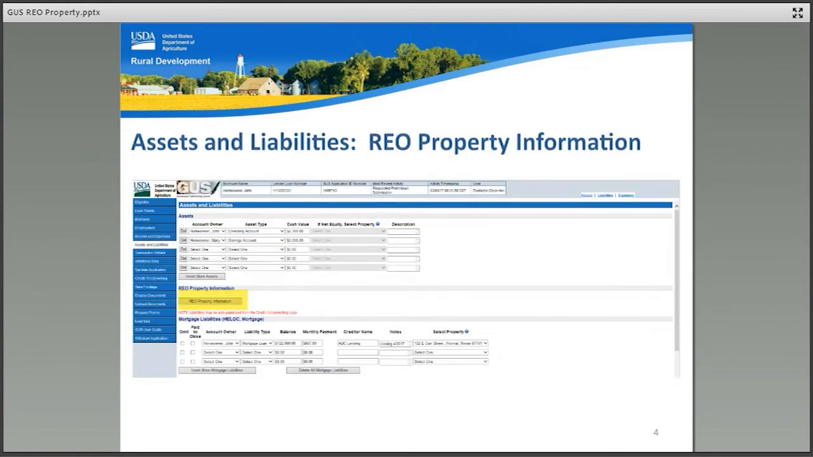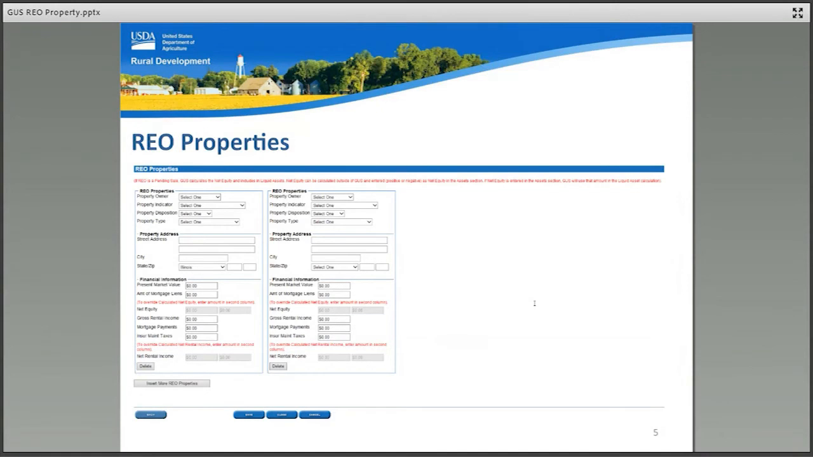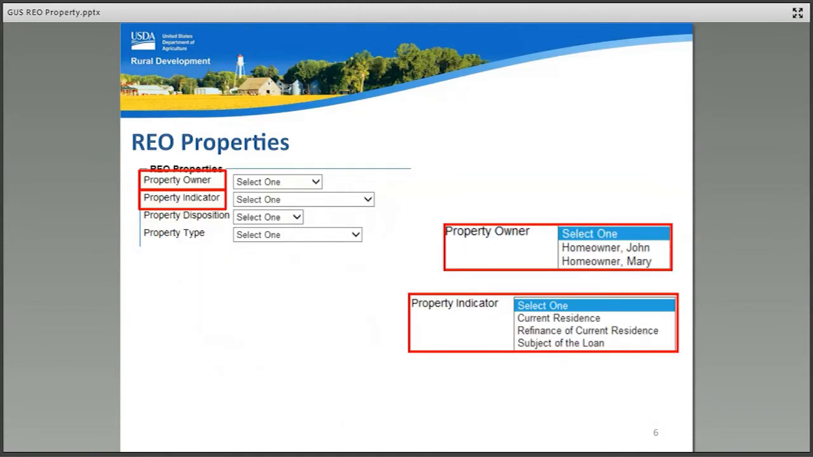Users can enter information regarding REO properties from the GUS Assets and Liabilities application page. Under the REO Property Information section, users may select the REO Property Information button. The REO Properties application page will display. There are three sections: REO Properties, Property Address, and Financial Information. The REO Properties section will capture the property owner, indicator, disposition, and type.